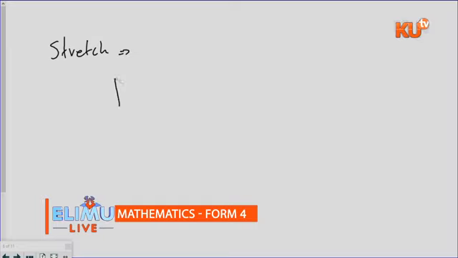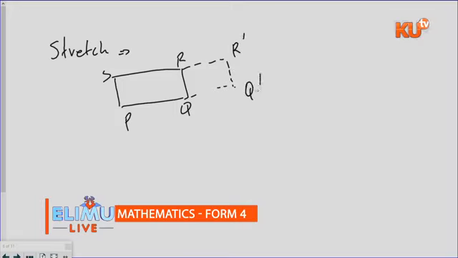For example, if this is the object P, Q, R, and S, then I can obtain the image and pull this side. So that now I have new R prime and Q prime. I retain P prime and S prime at the same point. I've simply pulled that particular part. That is what we call a stretch.